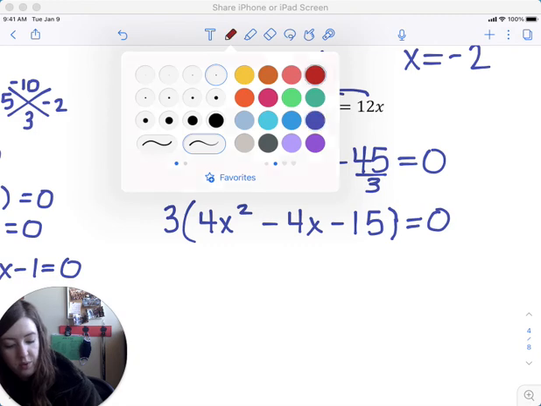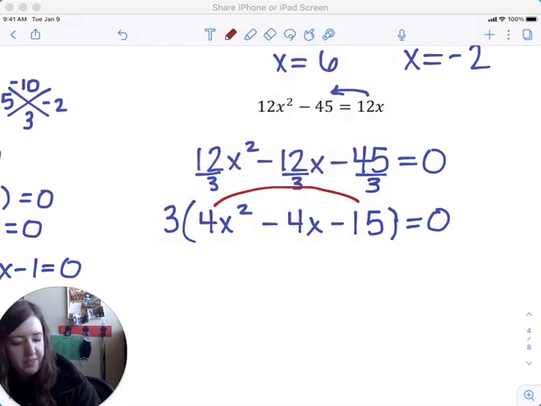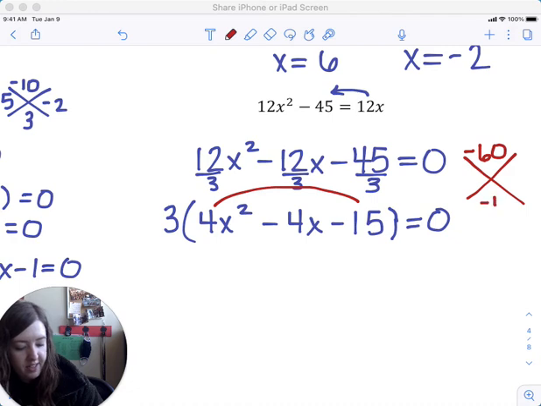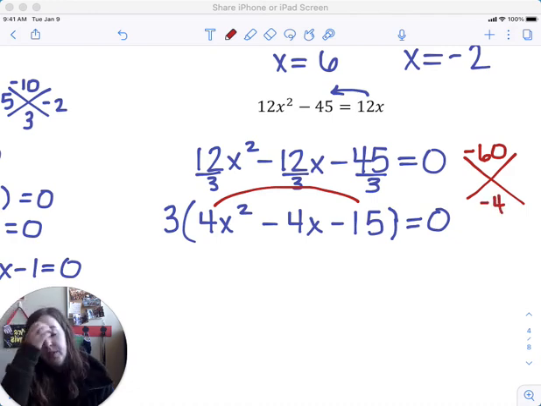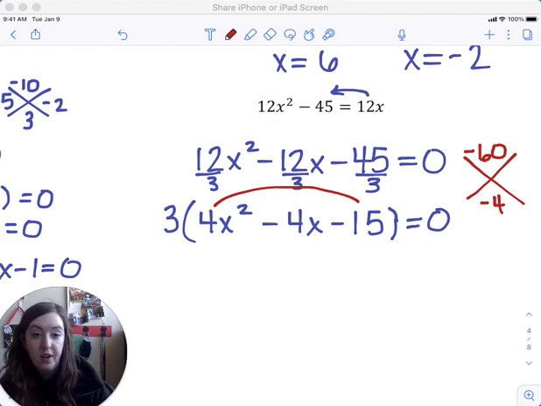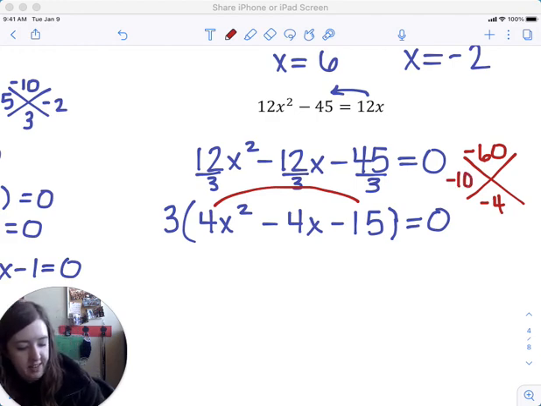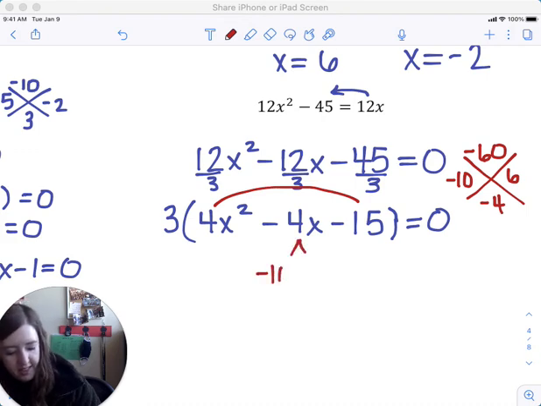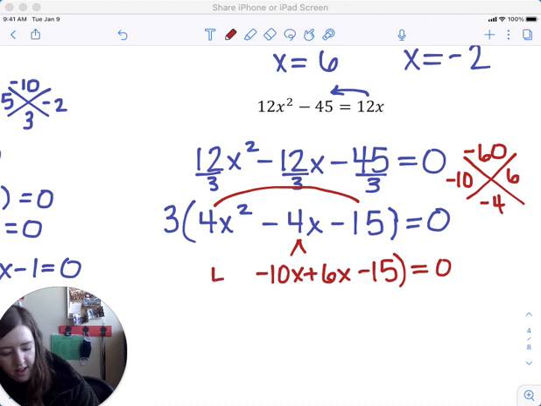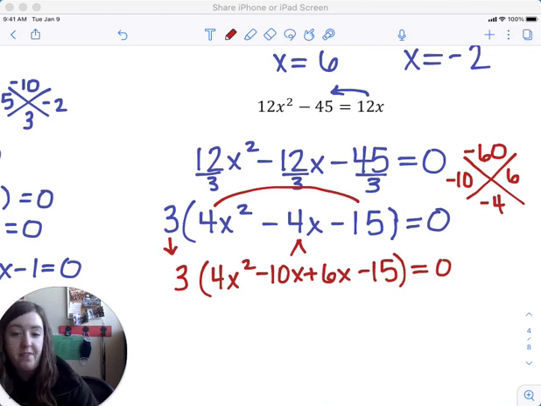So we'll multiply our ends. 4 times negative 15 is negative 60. Our b value there in the middle is negative 4. So what multiplies to negative 60 and adds to negative 4? Negative 10 and positive 6. So we'll split our middle term into negative 10x plus 6x. We still have that minus 15 in the back and 4x squared in the front. And we won't forget to bring down our greatest common factor.